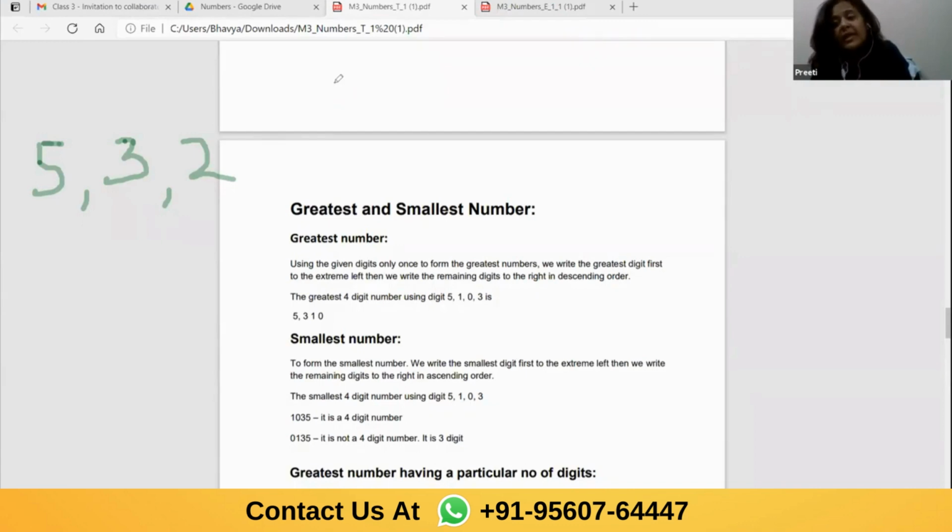If I have to make the greatest 3-digit number using the same digits, I will have to arrange the digits in descending order. So the biggest number is 5, then comes 3 and then comes 2. So the greatest 3-digit number using these digits only once would be 532. Correct. I can see Mukund and Bobby answering me.